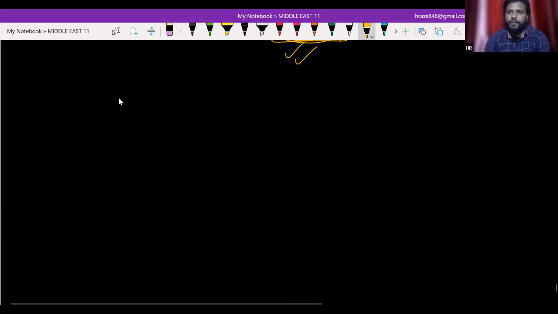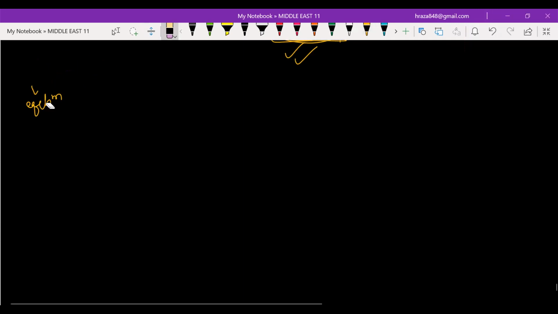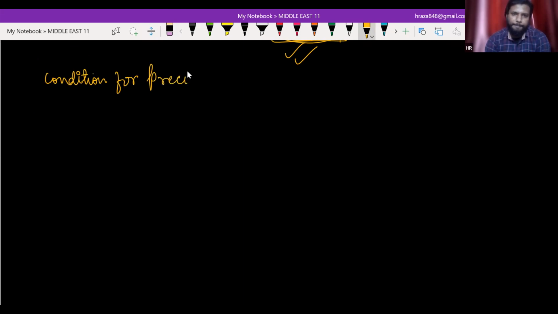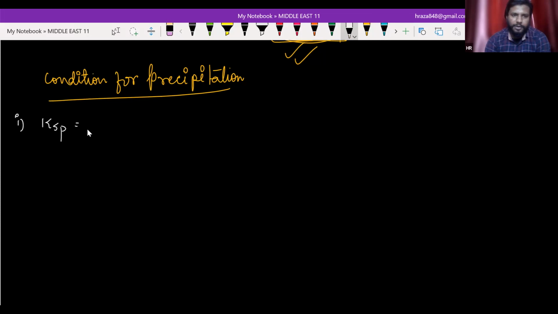Now, we have studied in chemical equilibrium Kc and Qc. This Kc is for the equilibrium condition, and this Qc is for other than equilibrium. Do you remember? Now, there will be a condition for precipitation in terms of Ksp and Kip. Condition for precipitation.